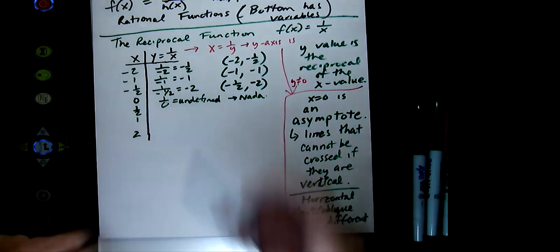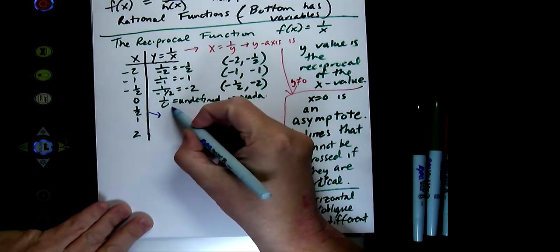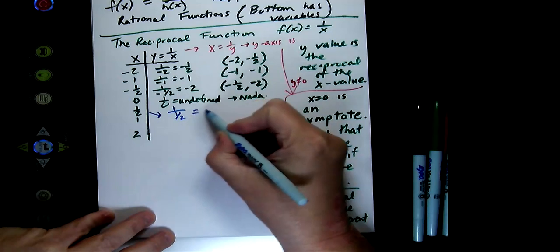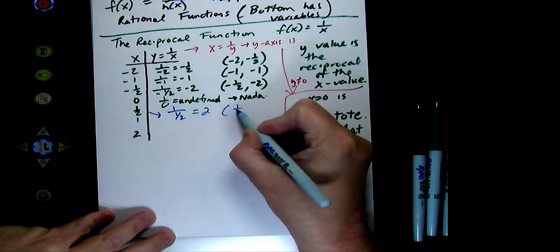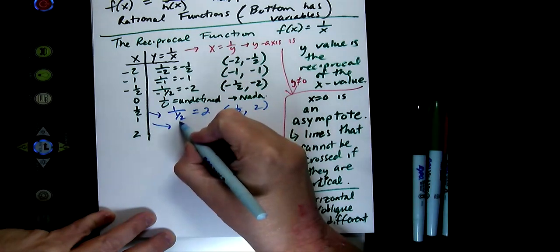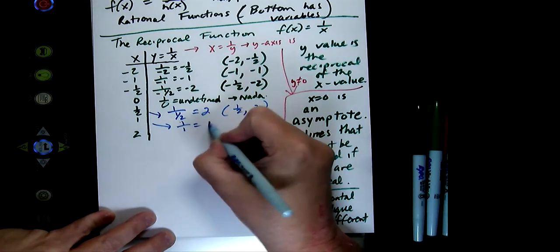All right, let's stick the other ones in. If I do the same thing with 1 over 1 half, this becomes a 2. We've got a point at 1 half, 2. I didn't give myself a whole lot of room to write these.